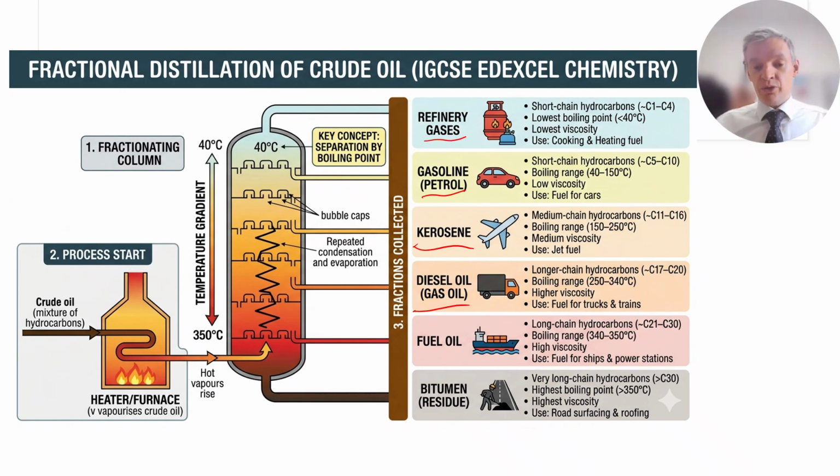I know it can be used as a fuel for cars, but in the specification they usually say fuel for trucks and lorries. The next one, even longer hydrocarbon, is called fuel oil, and that's for fuel for large ships or for power stations. And the longest chain hydrocarbons are right at the bottom, and these tend not to actually ever turn into a gas. They stay as a liquid the whole time in the process. It's called bitumen, and that's used for road surfacing and roofing.